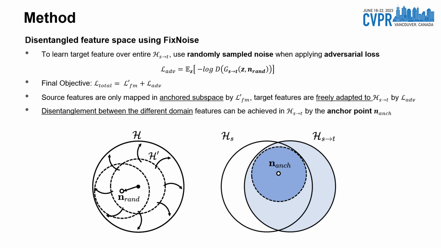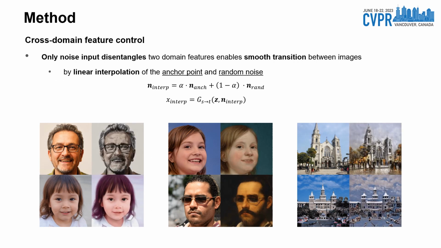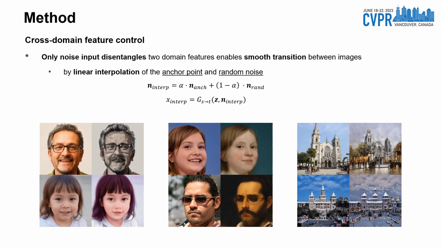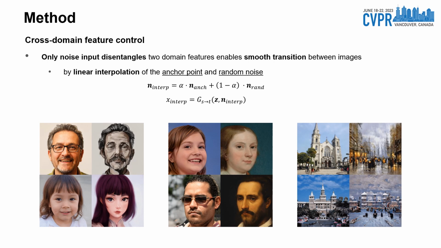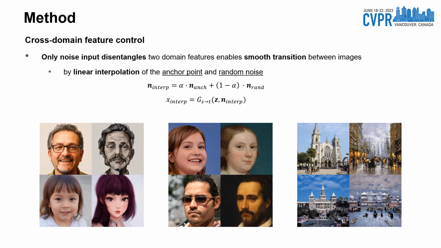We believe that common features of the two domains are embedded in the anchored subspace, and features that exist only in the target are embedded in the remainder space of the target feature space. To sum up, the disentanglement between the different domain features can be achieved in the feature space by the anchor point. The fact that only noise input disentangles the two domain features enables a smooth transition between images by linear interpolation of the anchor point and random noise. The bottom figures show the smooth transition between different domain features using the noise interpolation.